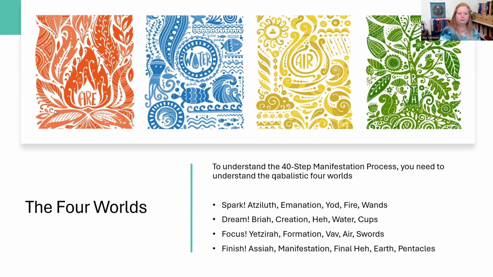They go in this order. So fire first, then water, then air, then earth. And so the four worlds are Atzilut, which means emanation, Bria, which means creation, Yetzira, which means formation, and Asiya, which means manifestation. And I think of it as creating; the main metaphor that I use is making a pot.